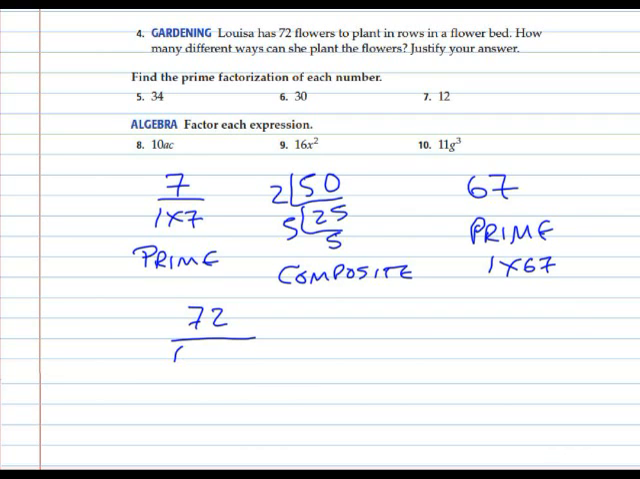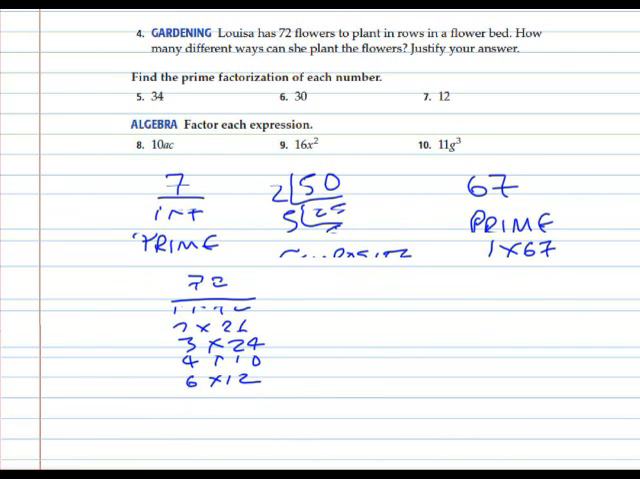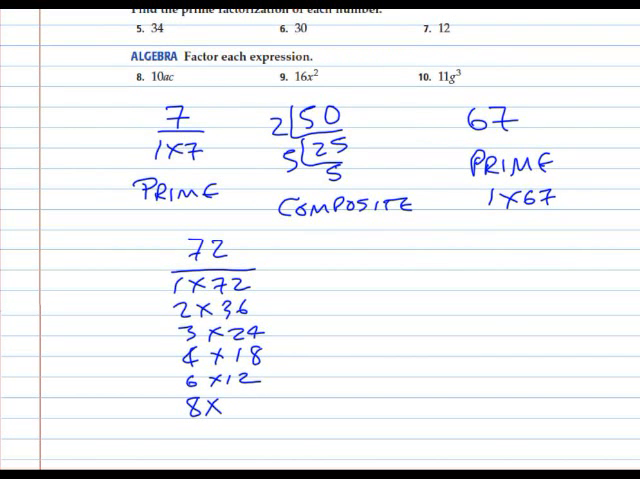She could have 1 row of 72. She could have 2 rows of 36. She could have 3 rows of 24. She could have 4 rows of 18. She could have 6 rows of 12. She could have 8 rows of 9. Quite a few different ways she can plant her flowers.